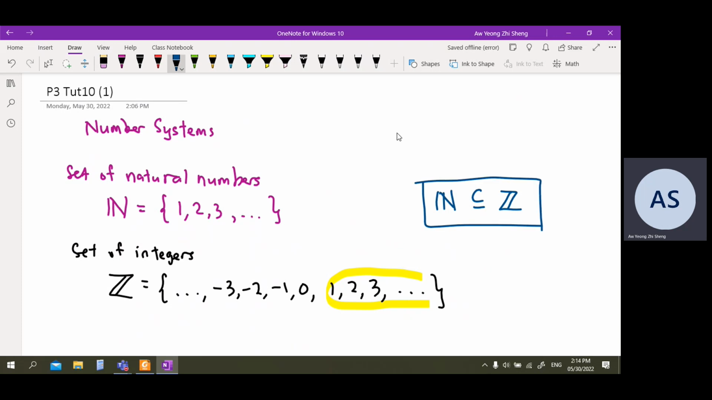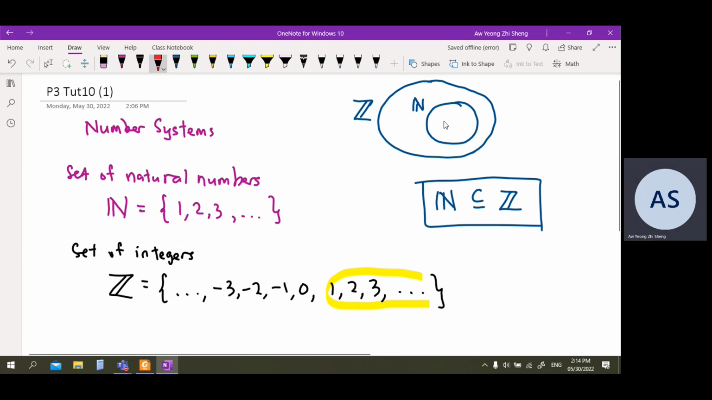If we were to depict this information using a Venn diagram, then we can draw the set of natural numbers inside. It is contained within the set of integers Z. So for example, you have your elements 1, 4 inside the set N, and you have your 0, -1, and -4 outside the set N, but within Z. Okay.